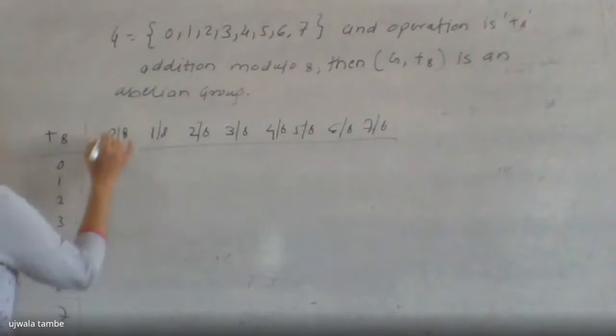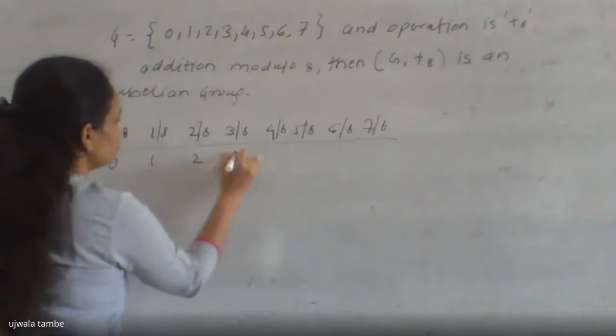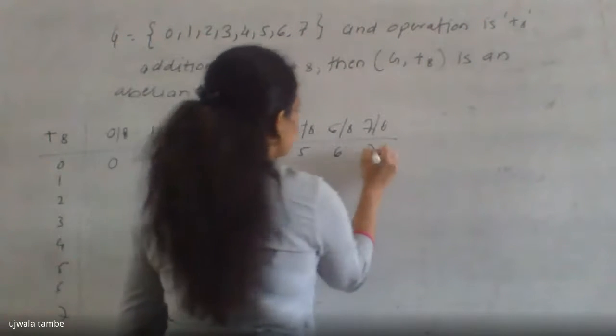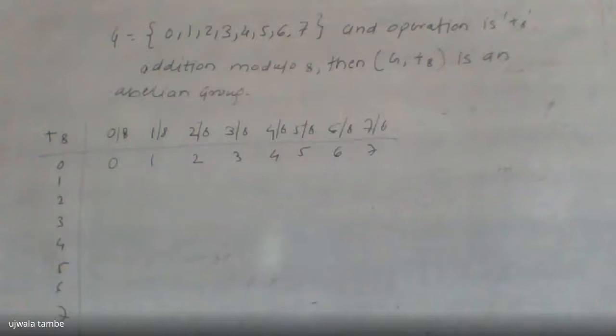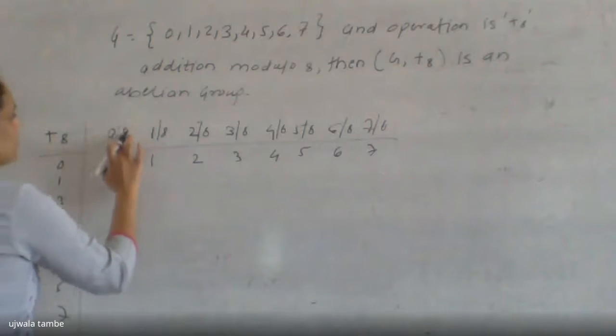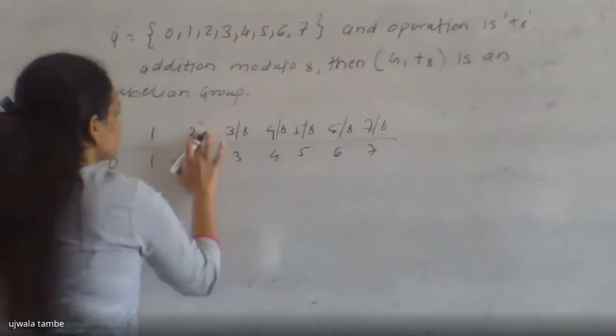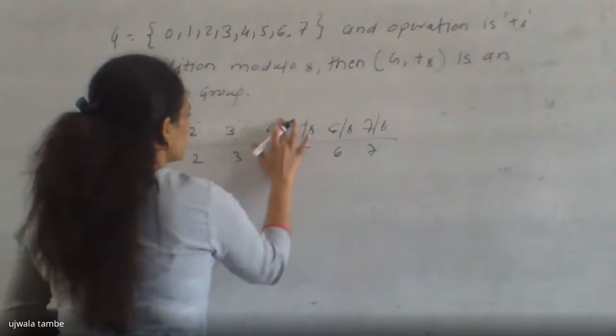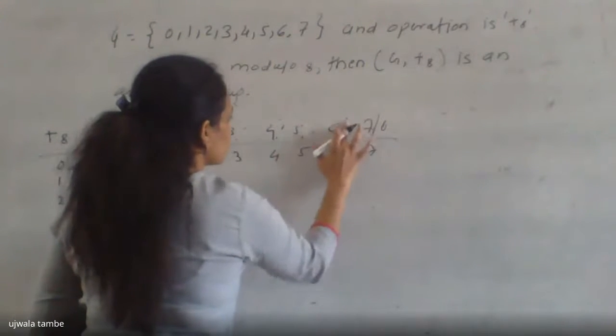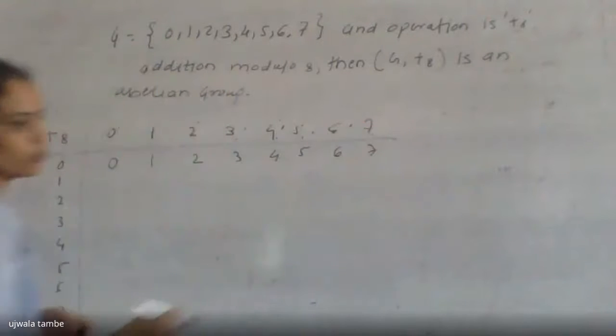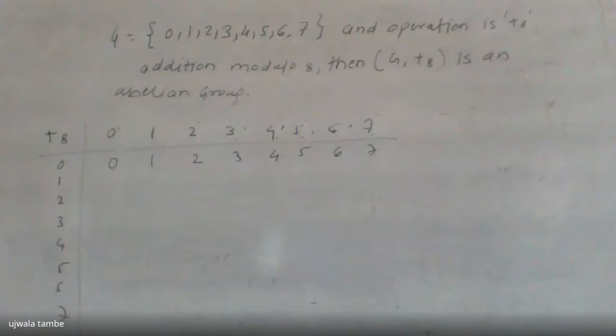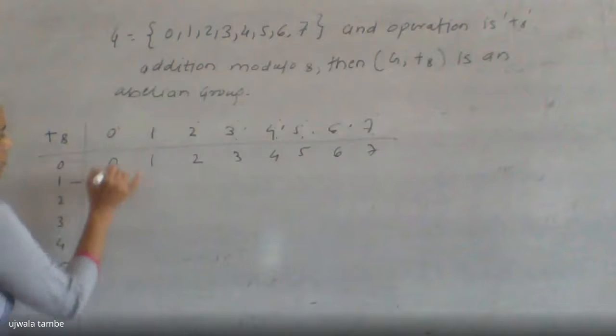Right? It gives us 0, 0, then 1, 2, 3, 4, 5, 6, 7. Because 0 mod 8 gives us remainder 0. Again, with respect to 1, it gives us 1, 2, 3, 4, 5, 6, 7. After that, we have to proceed with the next, that is 1.